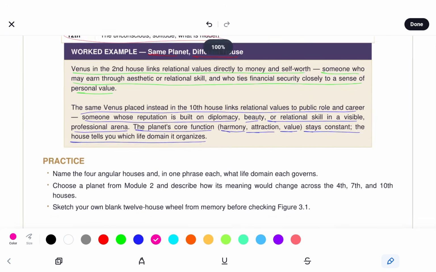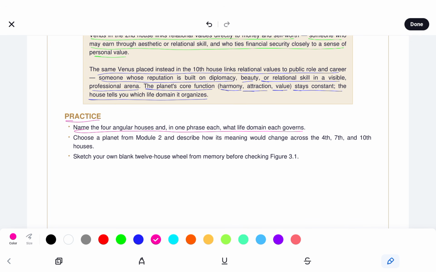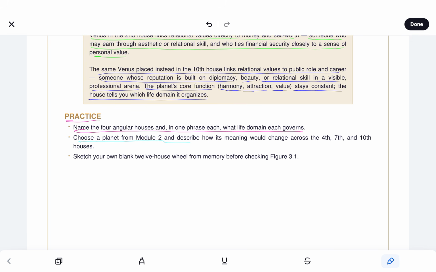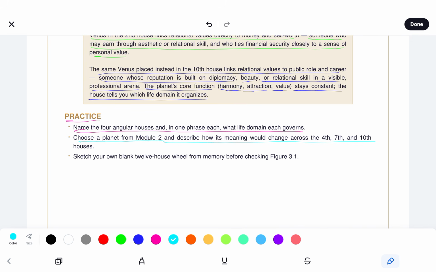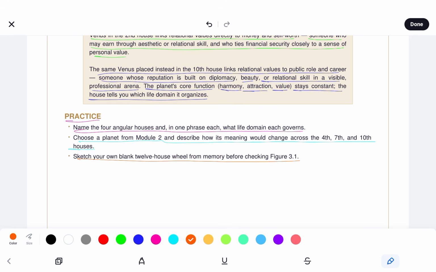So look at the practice here: name the 4 angular houses, and in one phrase each, what life domain each governs. Choose a planet from Module 2 and describe how its meaning would change across the 4th, 7th, and 10th houses. Sketch your own blank 12-house wheel from memory before checking Figure 3.1.